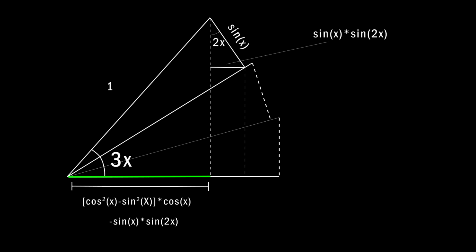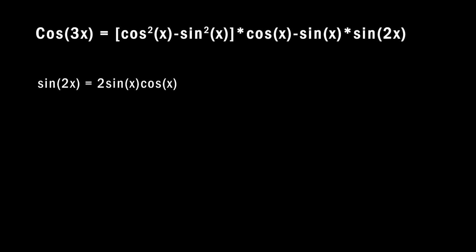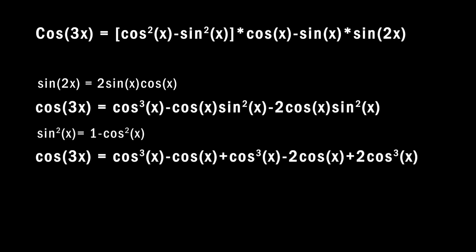Our equation isn't in the desired form, as it includes sine factors. We substitute sine 2x with 2 times sine x times cosine x, and simplify further by replacing sin squared x with 1 minus cos squared x.